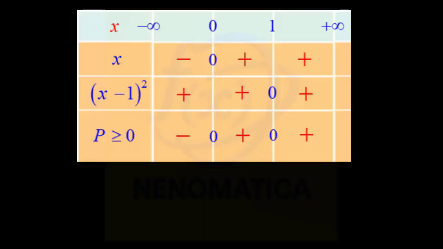Finally, we read the solution from either the sign table or the number line. P of x is non-negative starting at 0 and to the right. Therefore, the solution set is the interval from 0 to positive infinity, including 0.